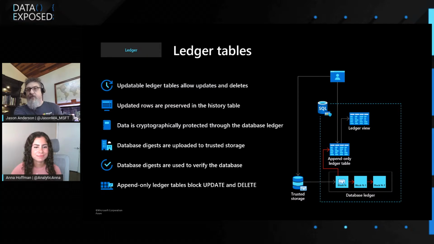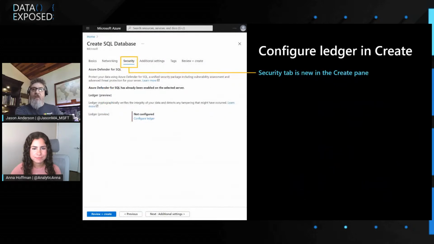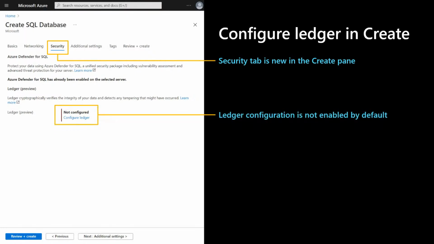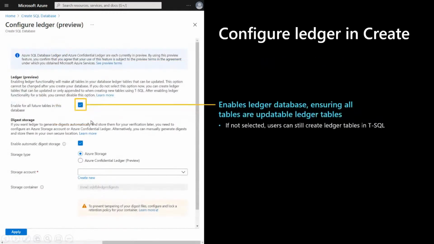Let's talk a little bit about how do we actually enable and use this functionality. So there's a couple of ways to enable or use ledger tables in Ledger. The first is when you create a new SQL database, you'll notice in the create experience in the portal, there's a new tab called security. And you'll find things there such as Azure Defender for SQL and other properties. But what you see here is there's a new area called Ledger. Now, this is not configured by default because there are some things that a user needs to do to configure this that require some implicit decisions. So if you click on this Configure Ledger button here, you'll see a new pane that gives you the opportunity to create a ledger database effectively.